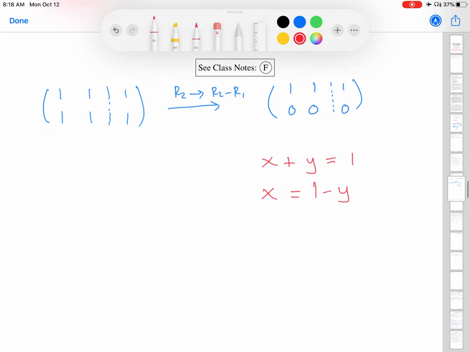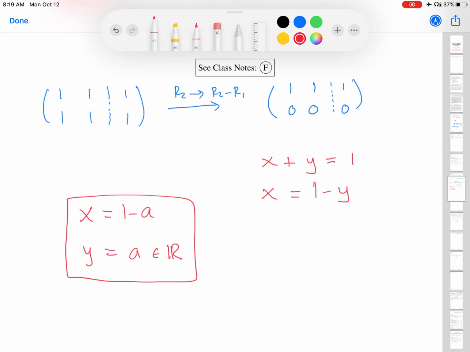If I were to describe this solution, what would I say? I would say x is 1 minus y. And then y equals some variable, let's say a, an element of the set of real numbers. And once I've said that y equals a, I can go back up here and replace this with a. This is called a parametric form of the solution. Parametric because I have introduced a parameter. So if you give me an a value, then this will generate a solution.